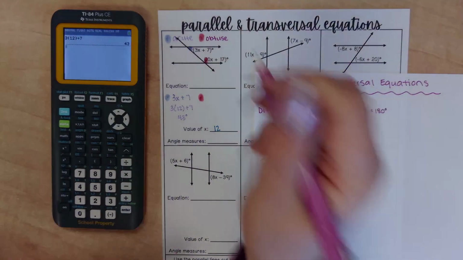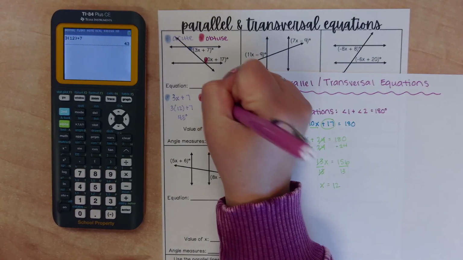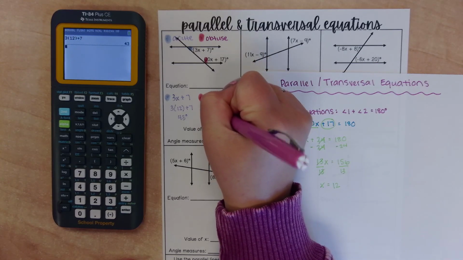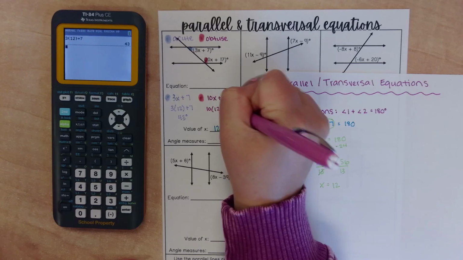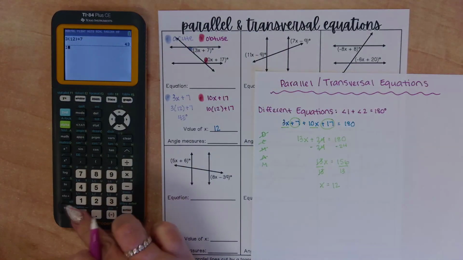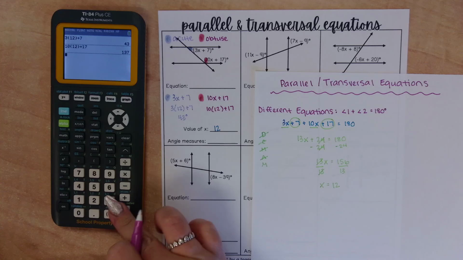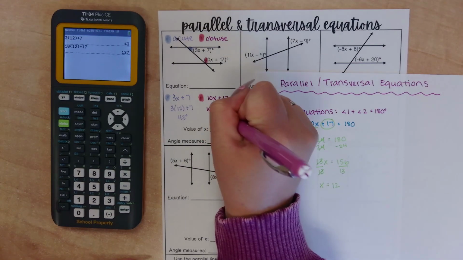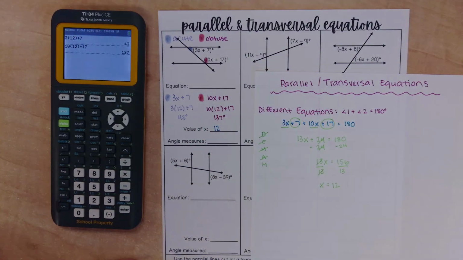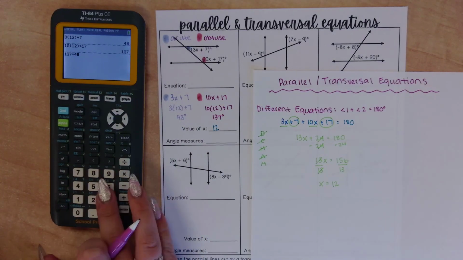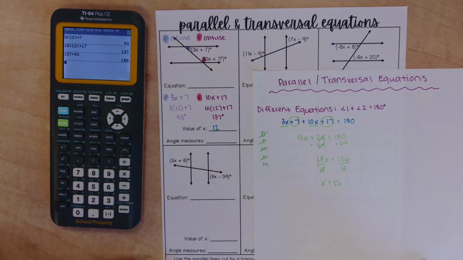I would have 10x plus 17, 10 times 12 plus 17. Notice all I'm doing is replacing the x with what we got when we solved for x, and you get 137 degrees.